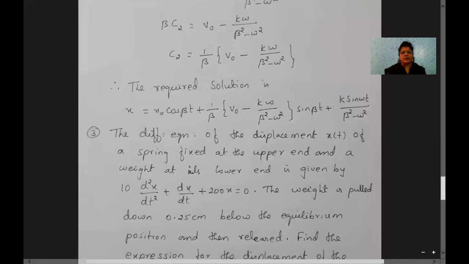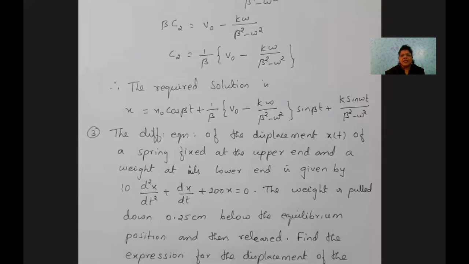That is x is equal to x naught cos beta t plus 1 by beta of v naught minus k w by beta square minus w square sine beta t plus k into sine wt divided by beta square minus w square. We'll move on to the third problem.